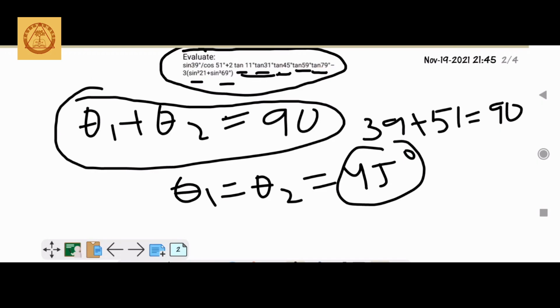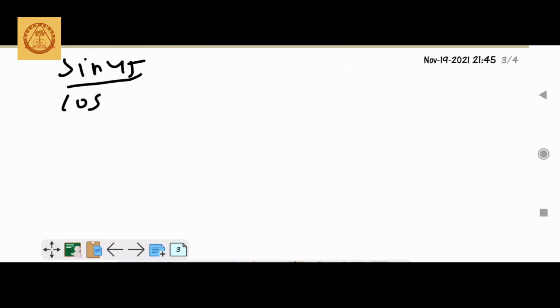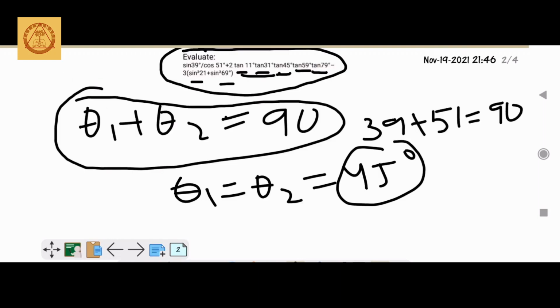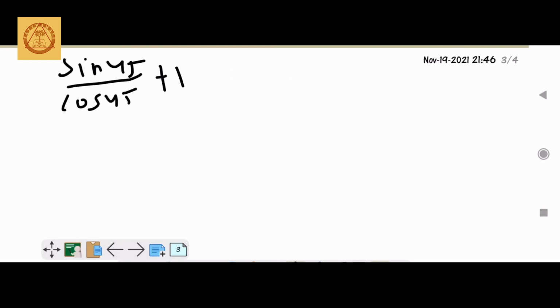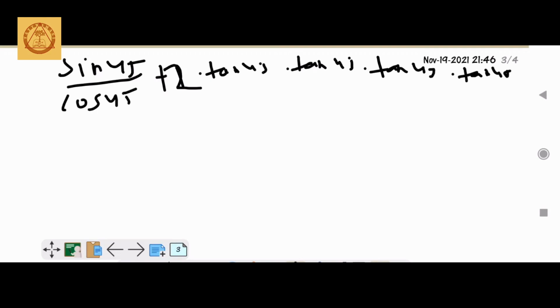So the first one is sine 45 divided by cos 45. We don't need to do anything, just put 45 in every value. So here 2 into tan 45, tan 45, tan 45, tan 45 and tan 45.